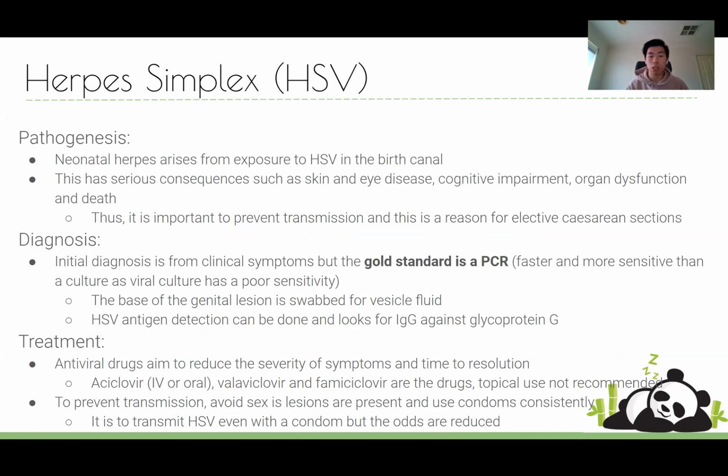It can cause serious problems in neonates, so that's why I think women get screened for it when they are pregnant. Diagnosis is done on a PCR, and treatment is through acyclovir, the clovir drugs, and condoms are used to prevent it. But fundamentally, I think those are the important facets of that.